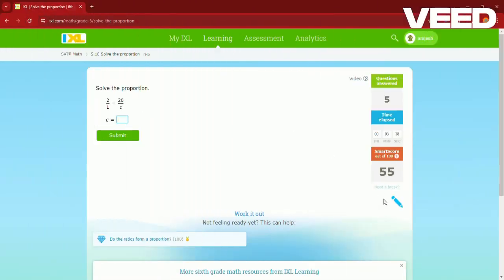The idea here, as we keep on studying SAT, is how to solve the proportion. So we're on our second part, which means it's our intro. So let's get to it. Solve the proportion. 2 over 1 equals 20 over C. Again, 2 over 1 equals 20 over C. We're asked to solve for C, right?